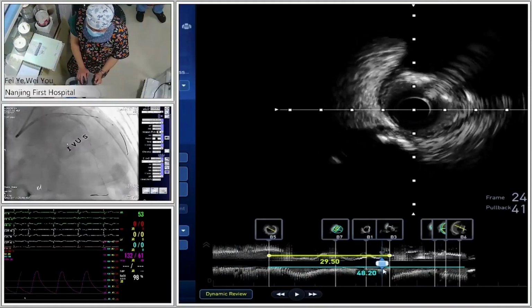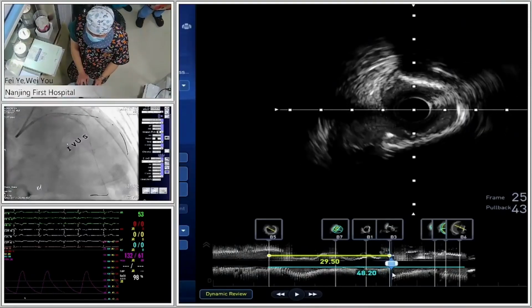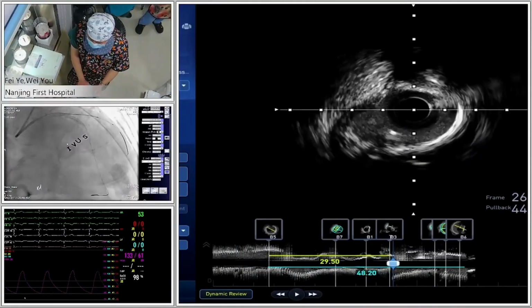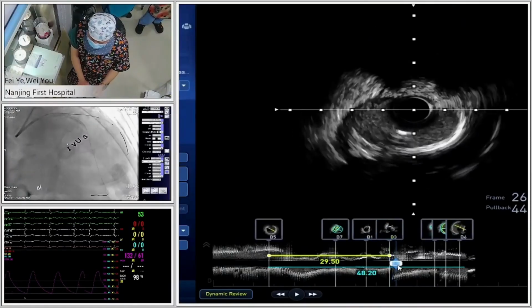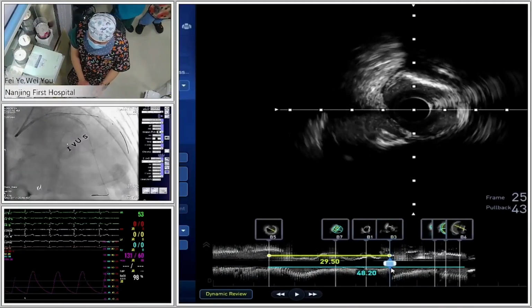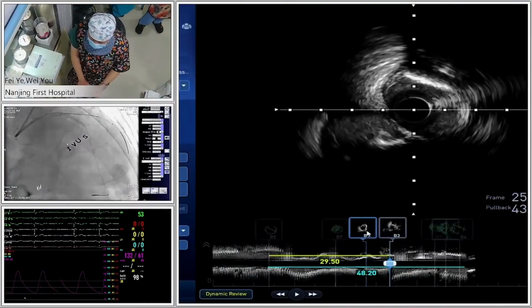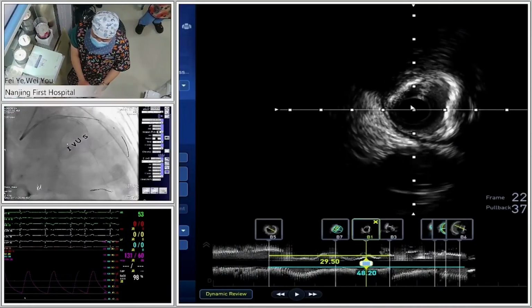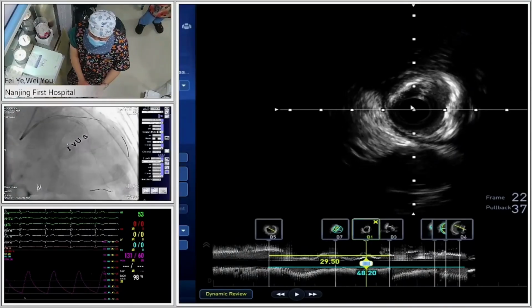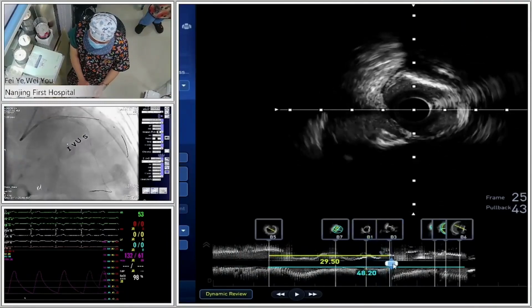Then go and pull back here. We can see the guide wire. We are showing the LAD, and this is the LAD and the diagonal bifurcation. Near the bifurcation, over the bifurcation, we can see the calcified plaque. The calcification angle is more than 270 degrees.